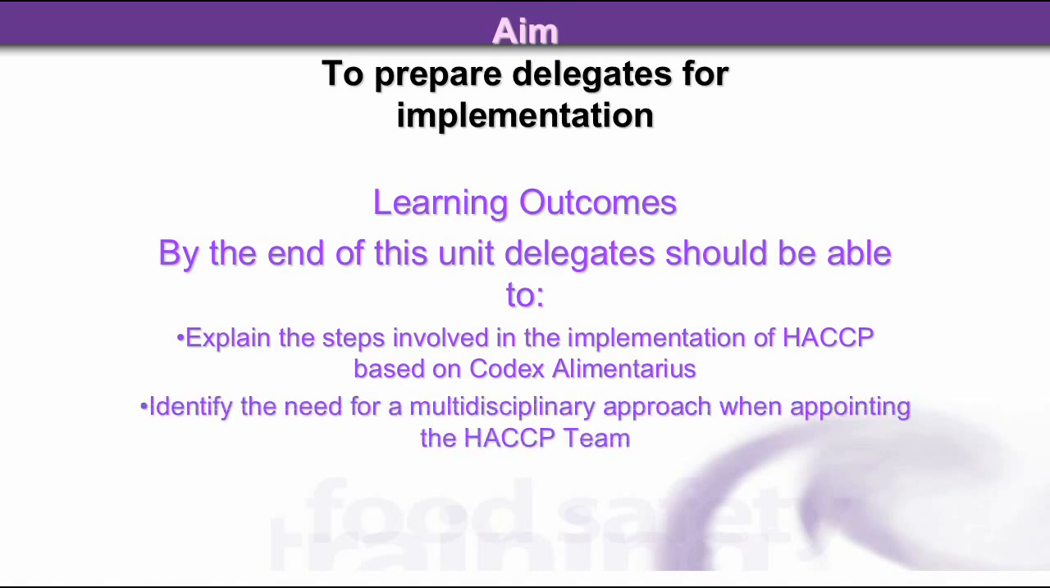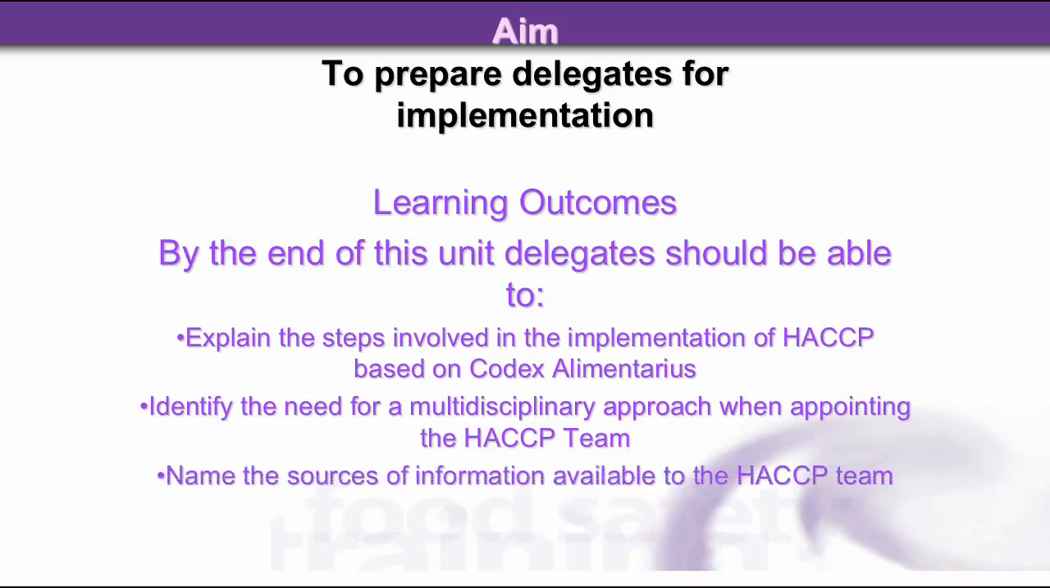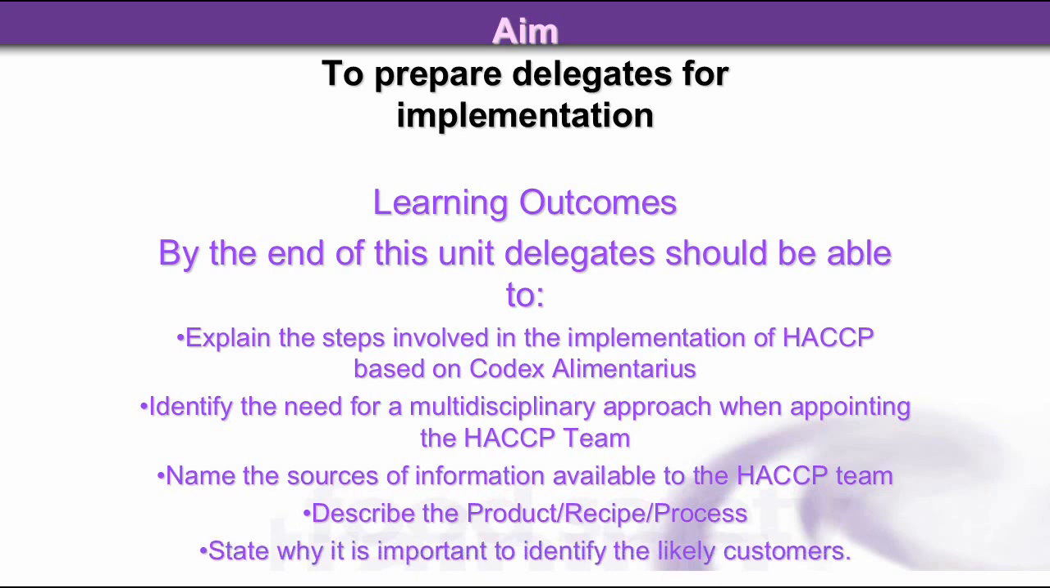Identify the need for a multidisciplinary approach when appointing the HACCP team. Name the sources of information available to the HACCP team. Describe the product, recipe, process, and state why it's important to identify the likely customers.